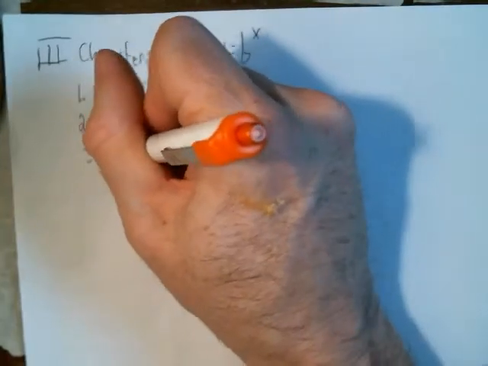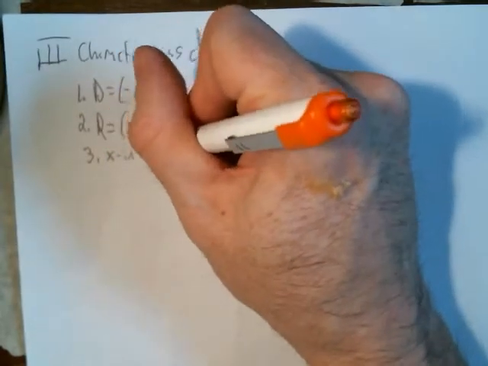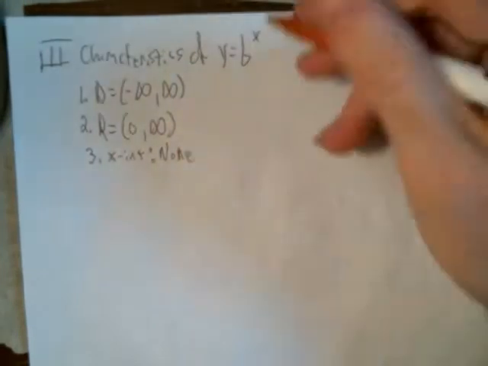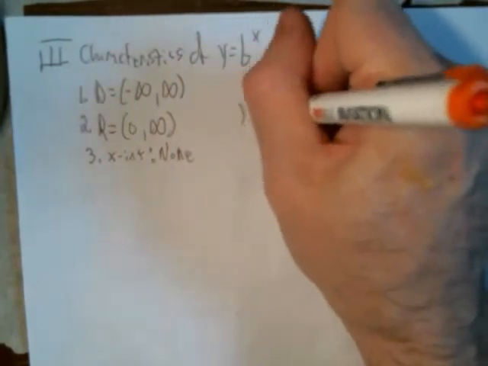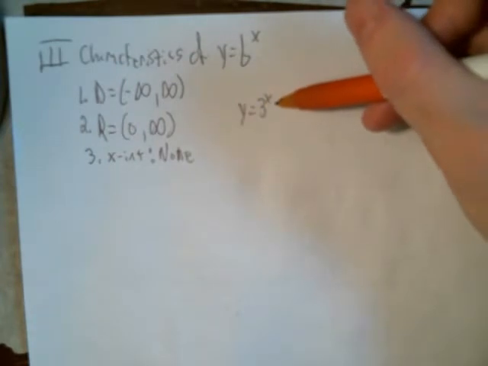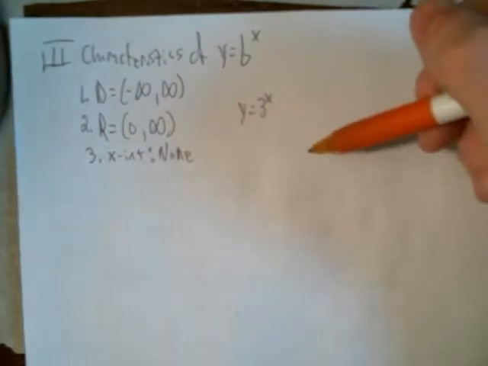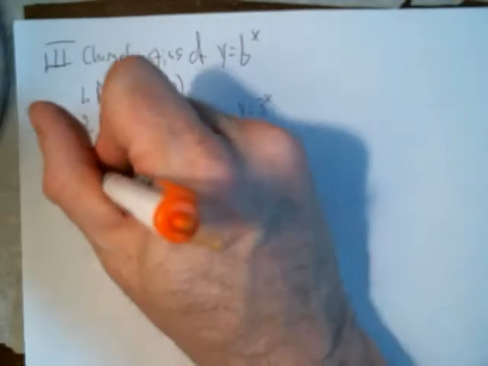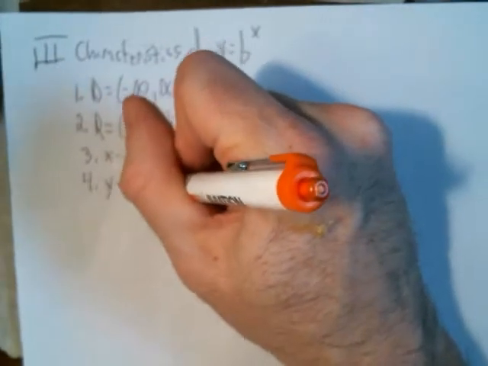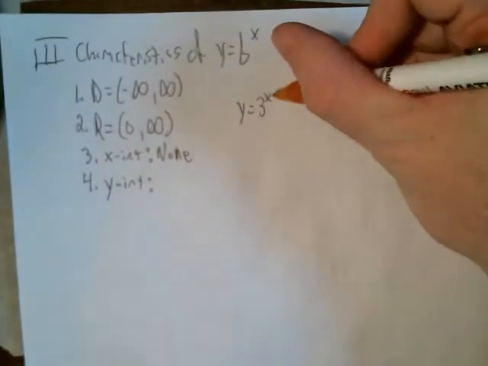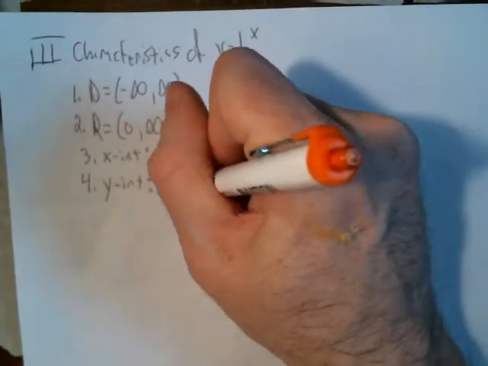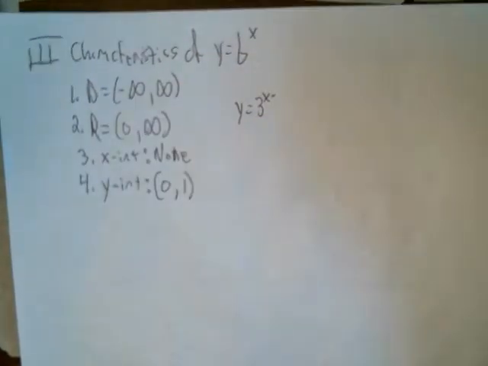Thirdly, the x-intercept, there isn't one. And again, it's because there's nothing you could put in. For example, if you had a function y equals 3 to the x, there's no number you can put in for x that's going to give you y equals 0. It just won't work. On the other hand, there is going to be a y-intercept. So for the y-intercept, you let x equal 0. If you put 0 in here, you have 3 to the 0. So you'll always get, putting in 0, you get 1 out.